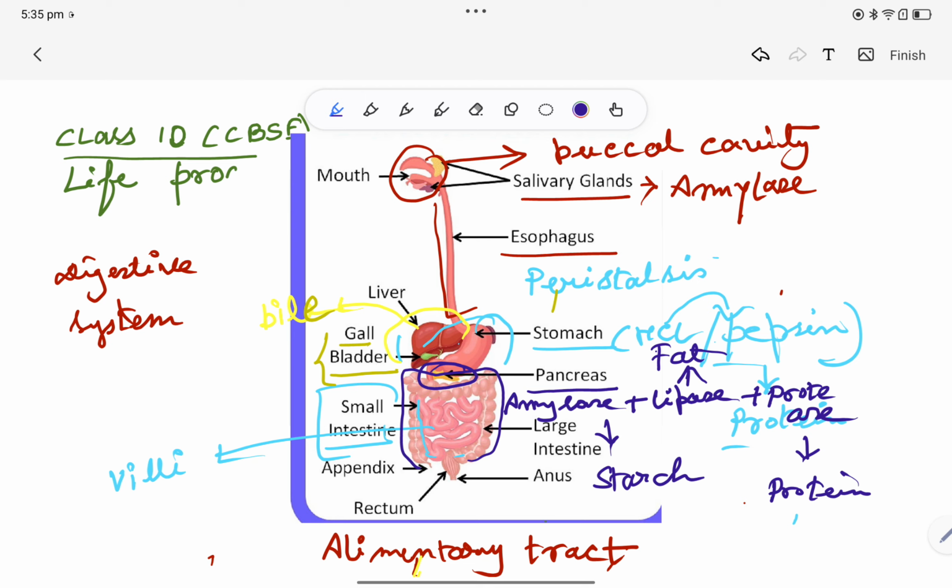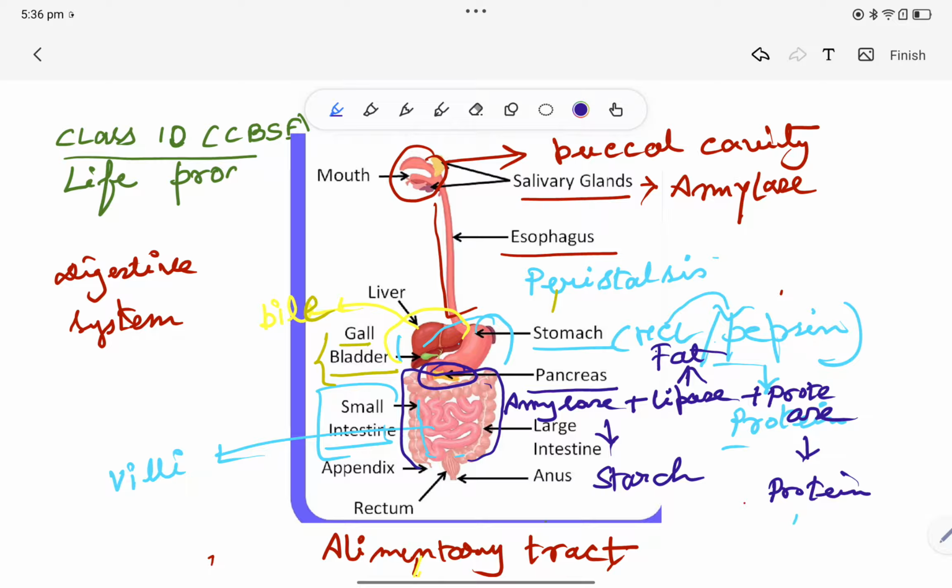After all this digestion, after the nutrients are absorbed in the small intestine, the leftover part of food enters the large intestine. This entire area is large intestine. So in large intestine, what happens? Water and electrolytes from the undigested food are absorbed. So this is also a very important short question: water and electrolytes are absorbed in large intestine. Nutrients are absorbed in small intestine. Water and electrolytes are absorbed in large intestine.